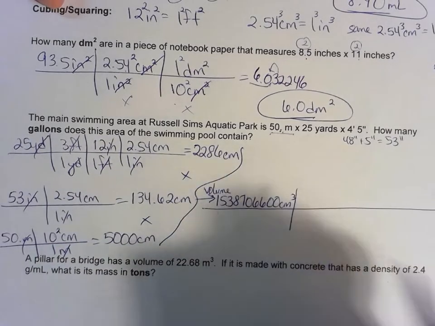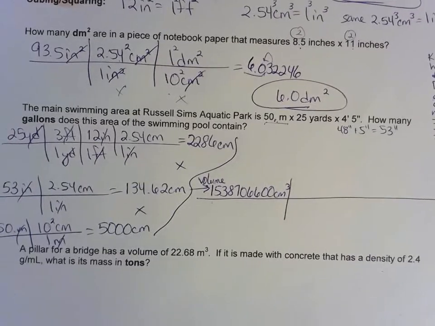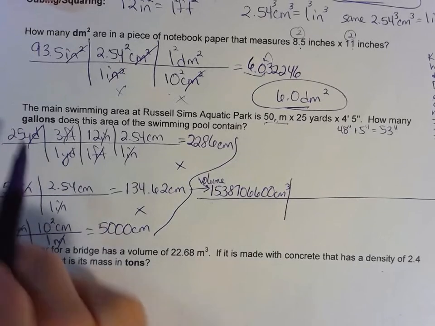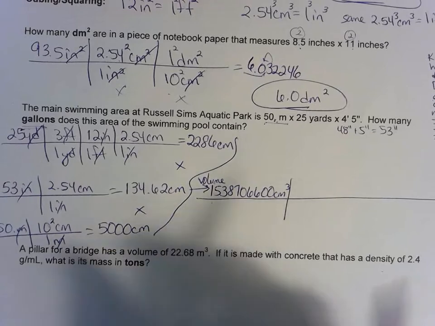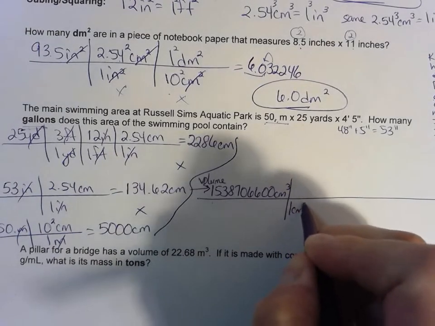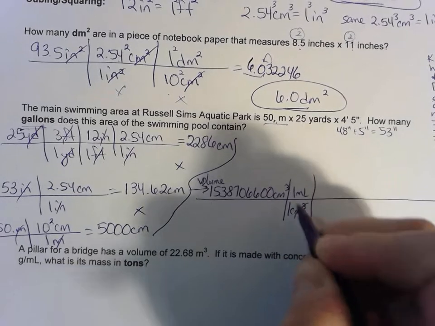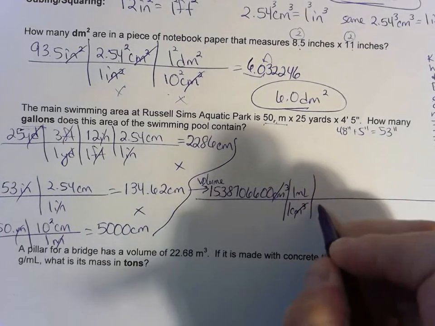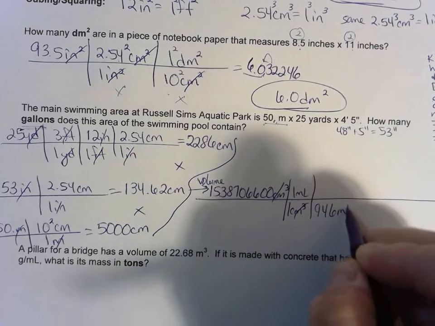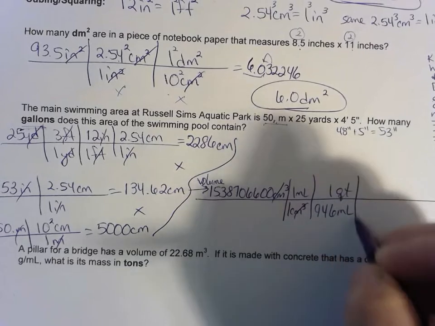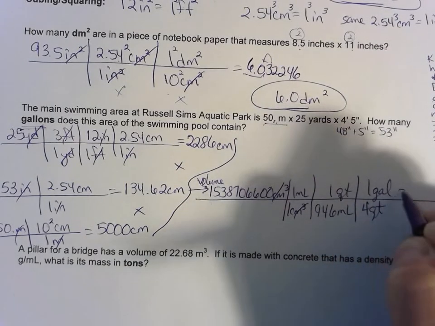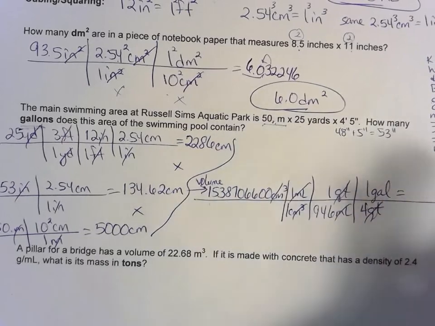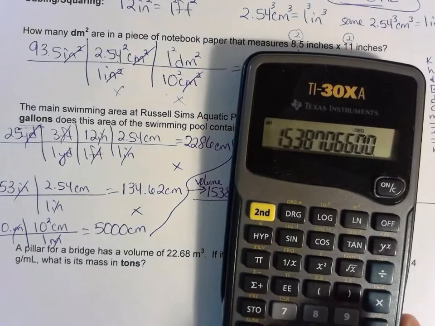All right, at this point, you're probably wondering, what am I even doing? Well, we're going to gallons. So let's look now at gallons. And we know that 1 centimeter cubed is 1 milliliter. Centimeters cubed cancel. There are 946 milliliters in 1 quart. There are 4 quarts in 1 gallon. And we're in gallons.